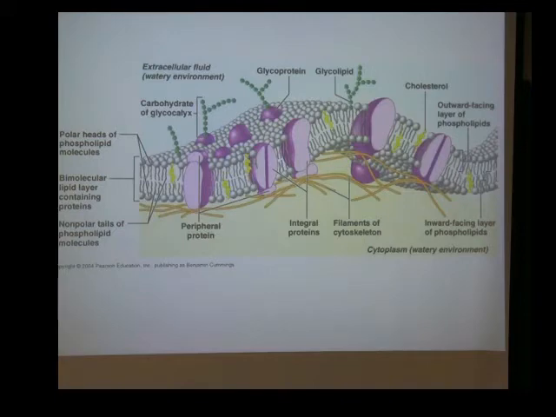We also see some peripheral proteins, which are typically attached to other proteins that are already within the cell membrane. So are peripheral proteins within the cell membrane? No.